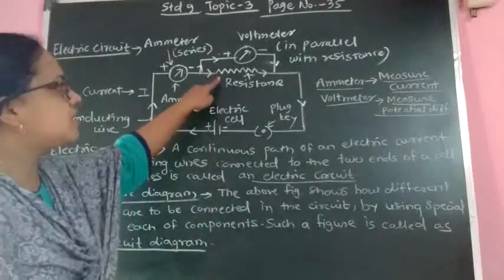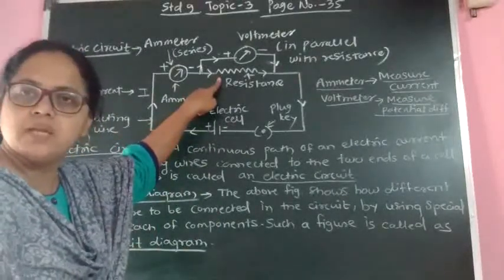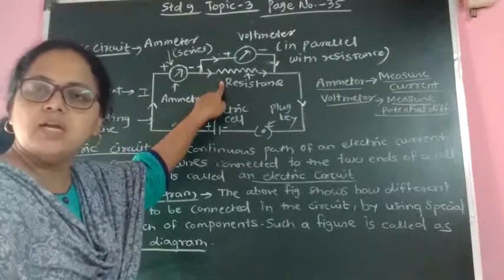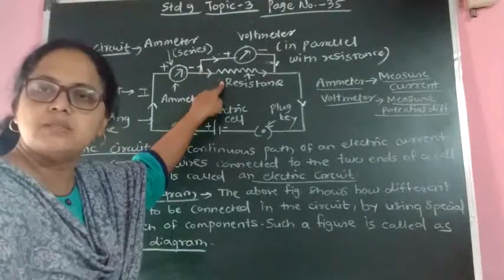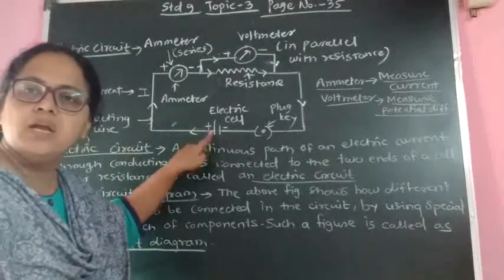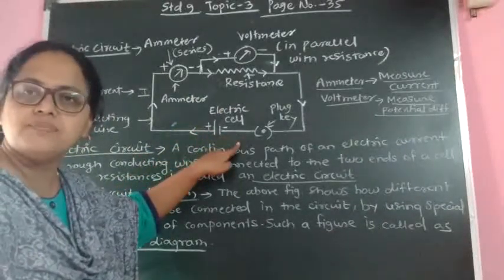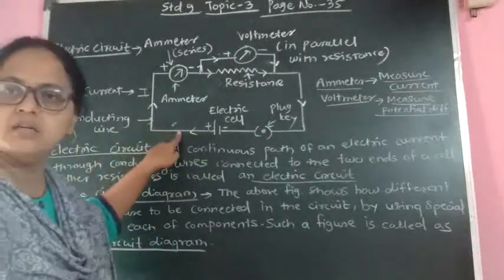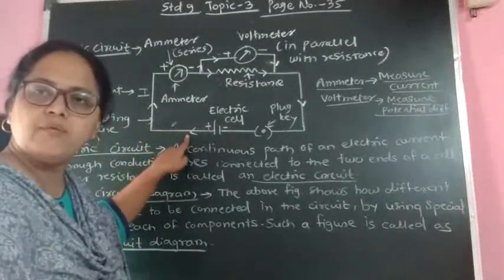You can see here, this is the symbol of resistance. It has a special function: it resists or opposes the flow of current. This is the electric battery, positive and negative. It is connected to the conducting wire. This is the conducting wire. You can say copper wire or aluminum wire.